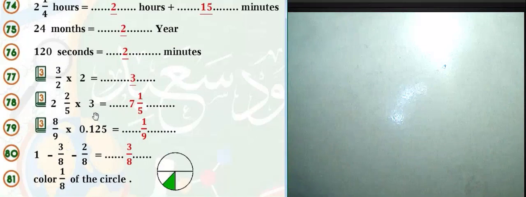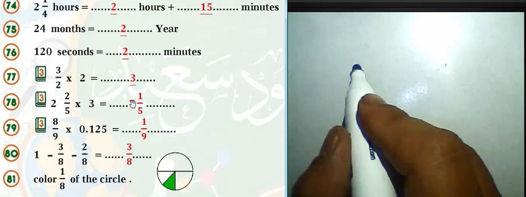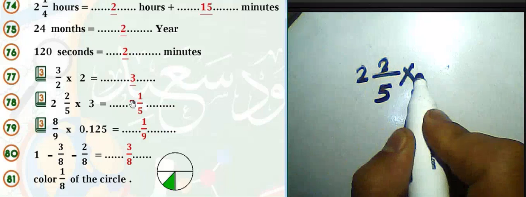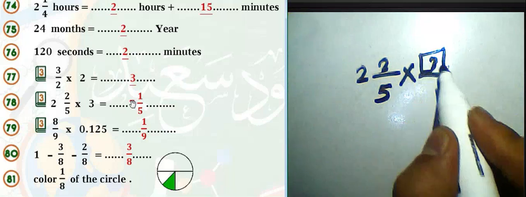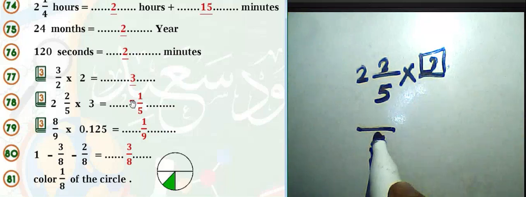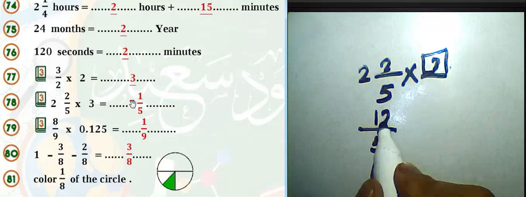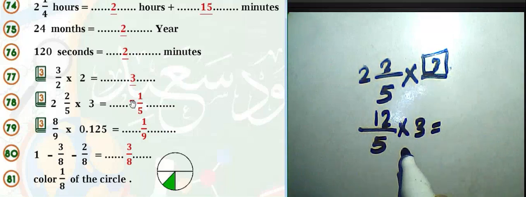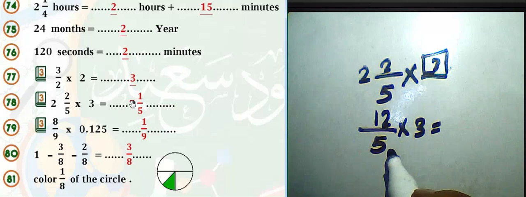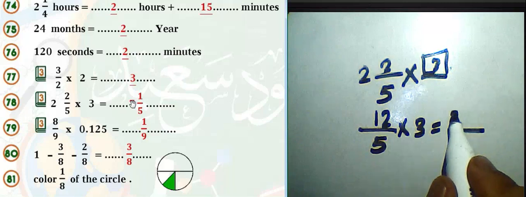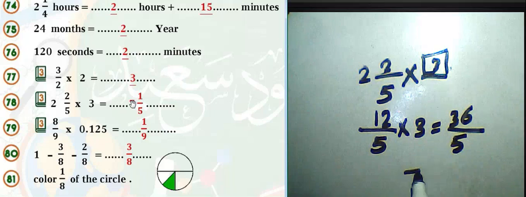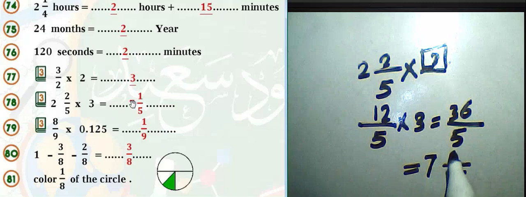2 and 2 over 5 multiplied by 3 equals what? We can find the result here. 2 and 2 over 5 multiplied by 3. Write 5 here in the denominator. 2 times 5 equals 10, 10 plus 2 equals 12, times 3. Okay, you can simplify it. 3 times 12 equals 36. 36 over 5, and then 5 in the denominator. 5 times 7 equals 35, and the remainder is 1. The result will be 7 and 1 over 5.